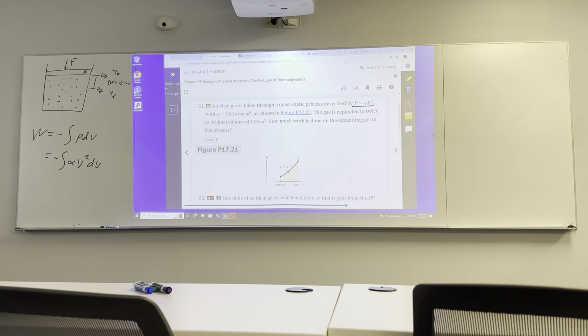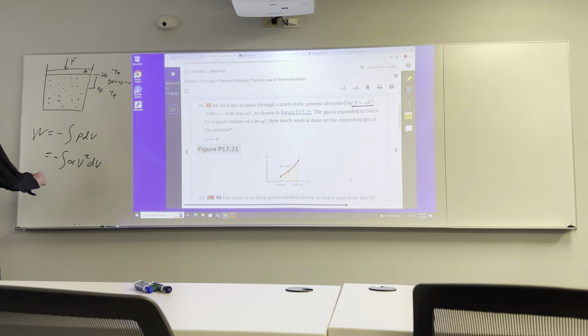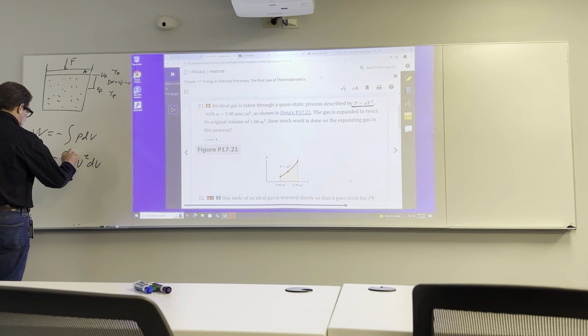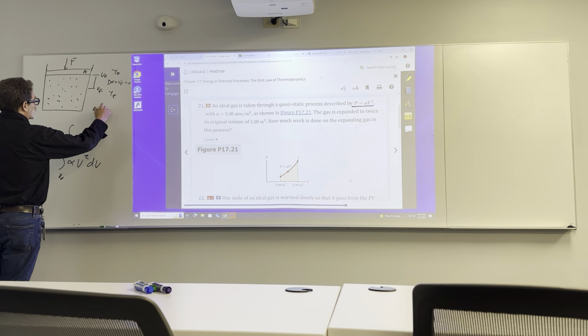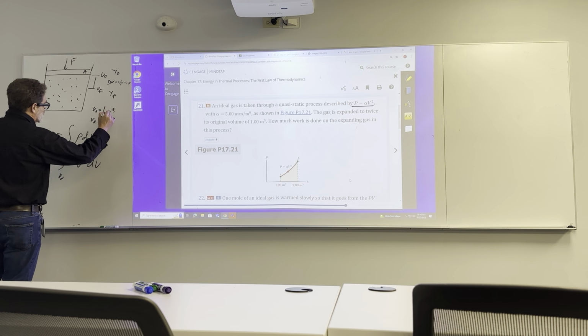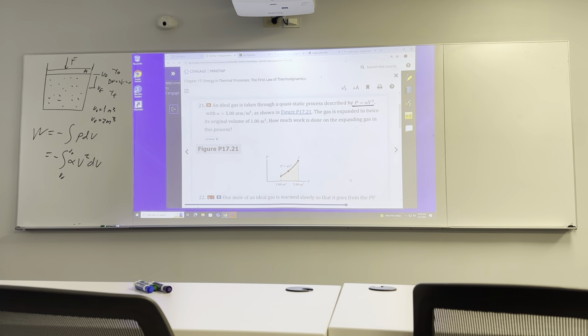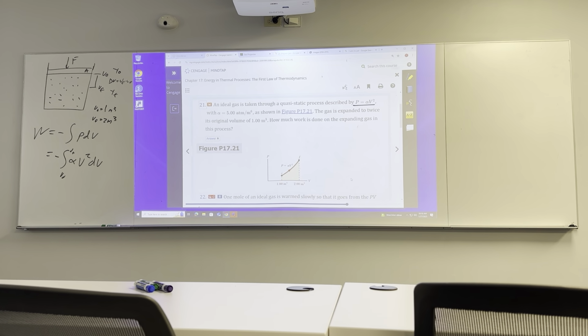Okay. Now what are my integration limits? From 1 to 2. V naught to V final. V naught equals 1 meter cubed. V final equals 2 meter cubed. Right? Okay. What's my next step? Jared. Take the integral. Okay. What's the integral?